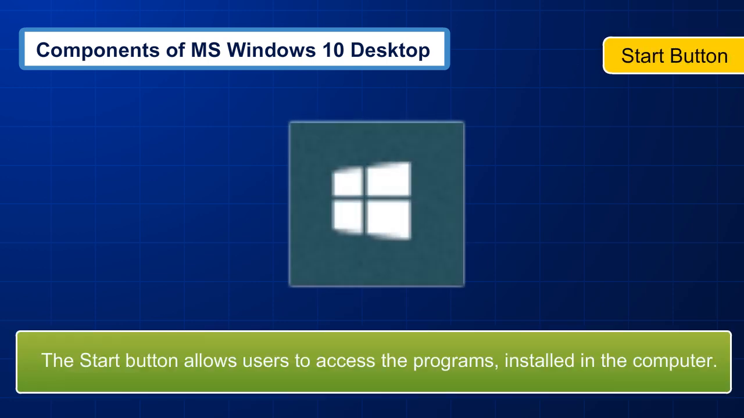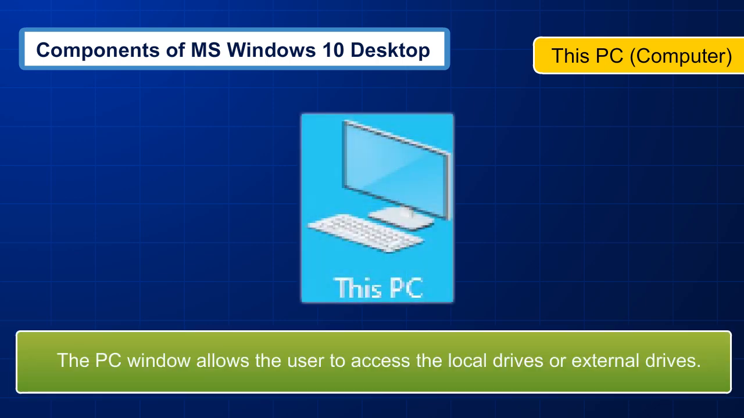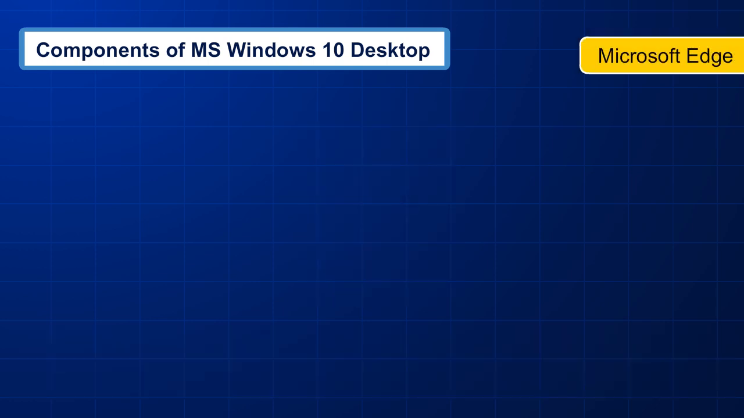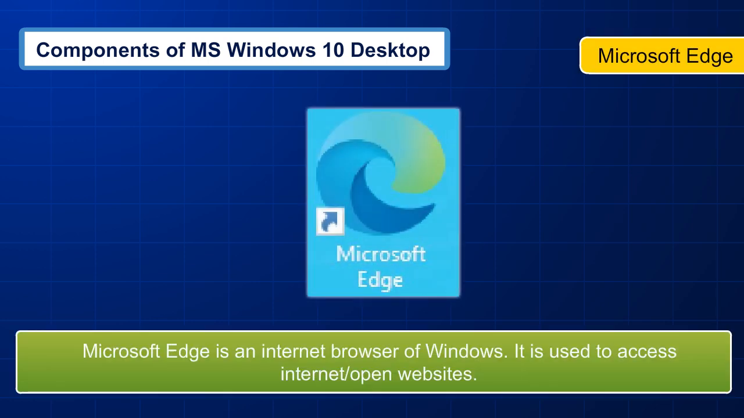Start button. The Start button allows users to access the programs installed in the computer. This PC: the This PC window allows the user to access the local drives or external drives. Network: Network can display the other computers, network printers, and other network resources, drives. Microsoft Edge: Microsoft Edge is an internet browser of Windows. It is used to access the internet and open websites.